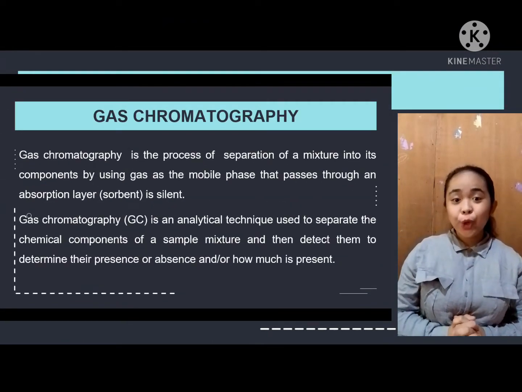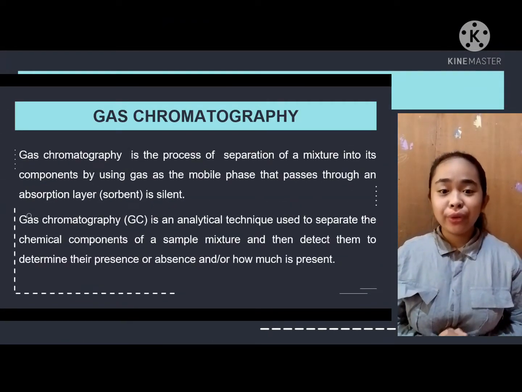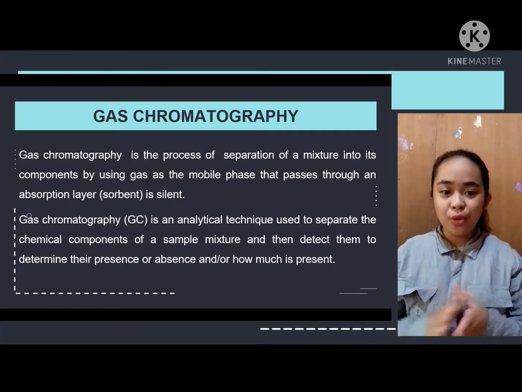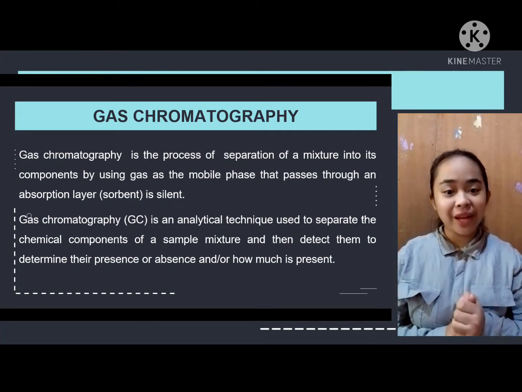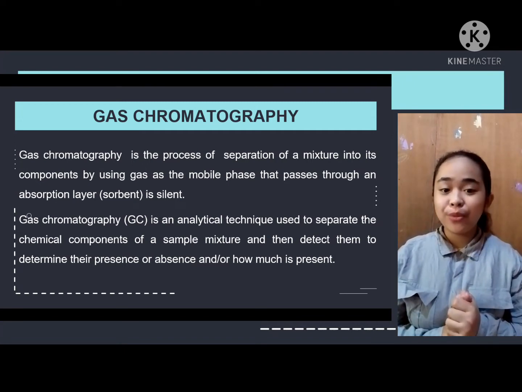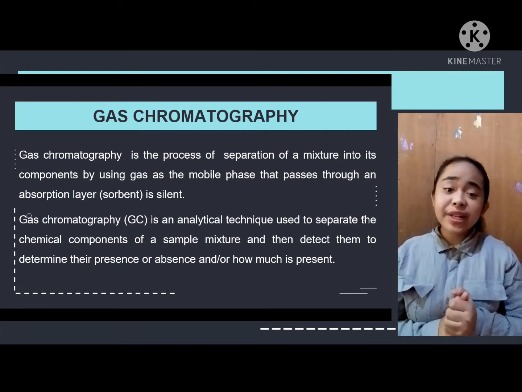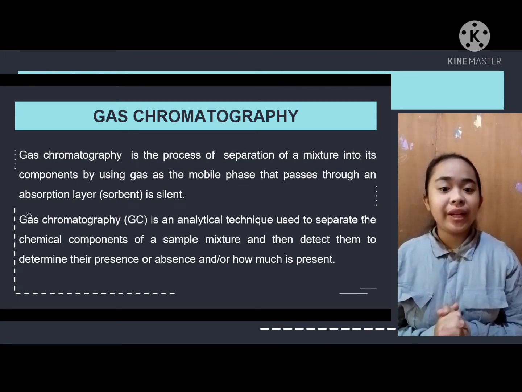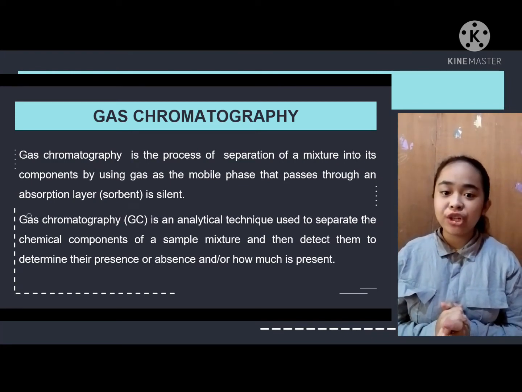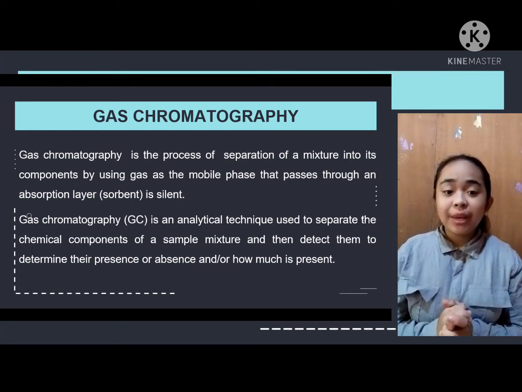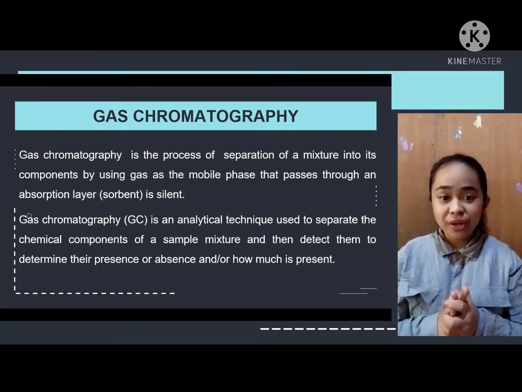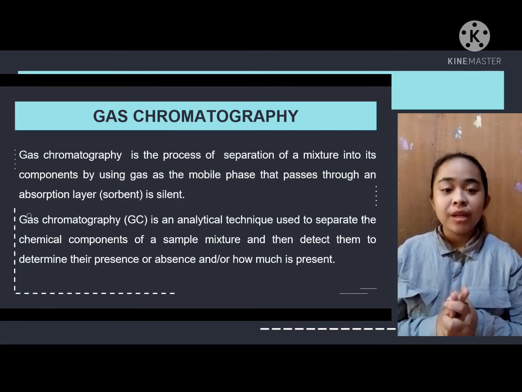So what is gas chromatography? Gas chromatography is the process of separation of a mixture into its components by using gas as a mobile phase that passes through an absorption layer. Gas chromatography is an analytical technique used in organic chemistry for the separation and analysis. It is applicable to gas, liquid, and solid samples, or components that are vaporized by heat.